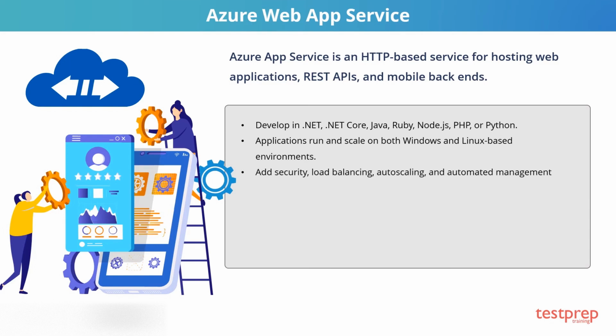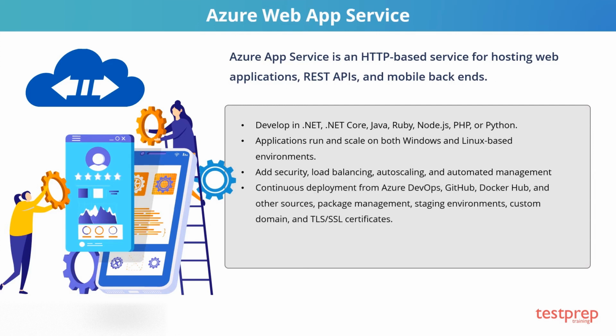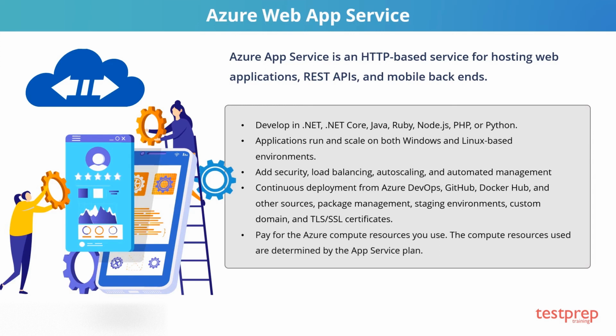With App Service you can add security, load balancing, auto-scaling, and automated management to your application. You can also take advantage of Azure's DevOps capabilities, such as continuous deployment from Azure DevOps, GitHub, Docker Hub, and other sources. With App Service, you pay for the Azure compute resources you use. The compute resources you use are determined by the App Service plan that you run your apps on.